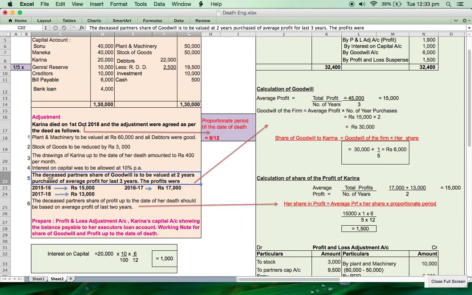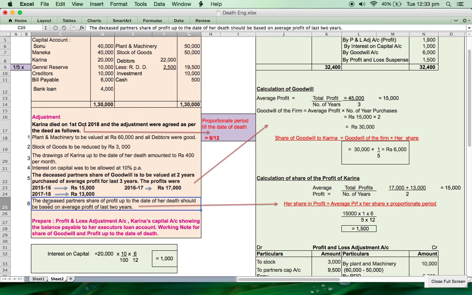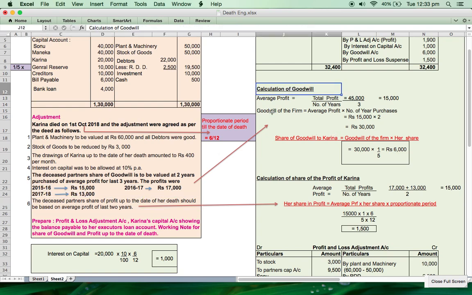Then the next adjustment is for goodwill. The deceased partner's share of goodwill is to be valued at 2 years purchase of average profit of last 3 years. They have given you the profit for 15-16, 16-17 and 17-18. Now let's see how the calculation is done.